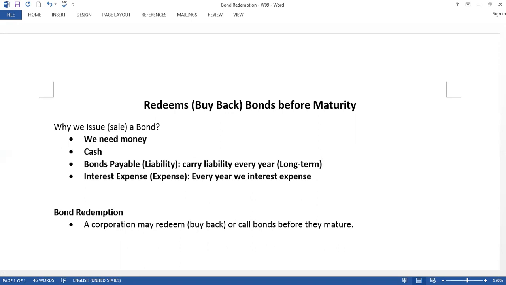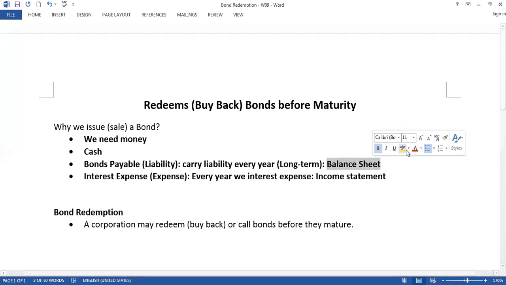So when we prepare the company's balance sheet or income statement, we record interest expense under the income statement, and we record the long-term liability under the balance sheet. So you know this information, right? Bonds payable is the liability. As it is a long-term liability, we carry it every year under the balance sheet, and every year we pay interest expense, which we record under the income statement.